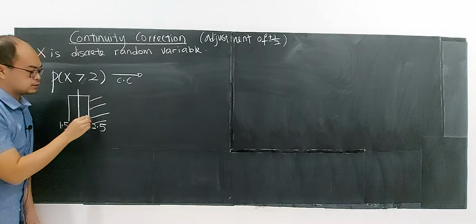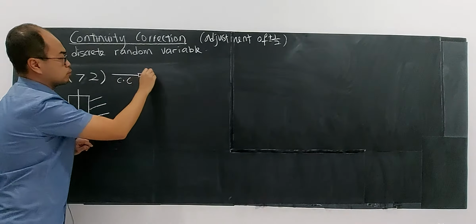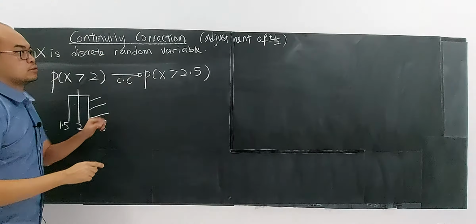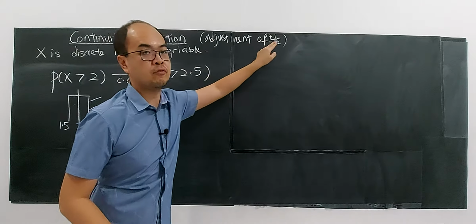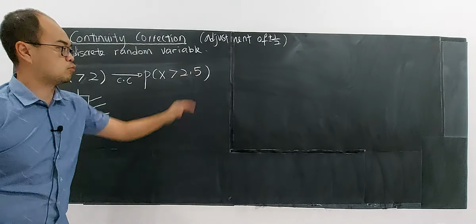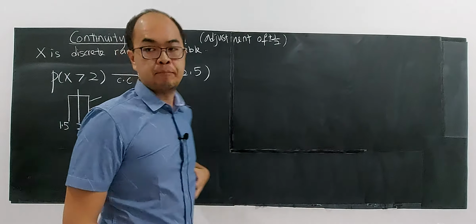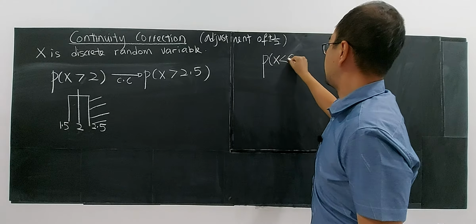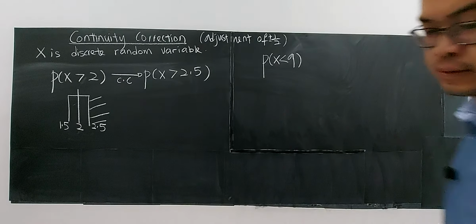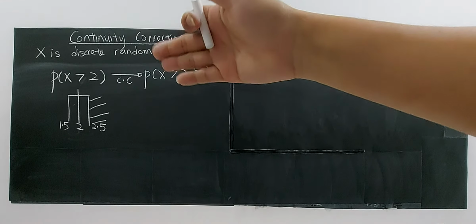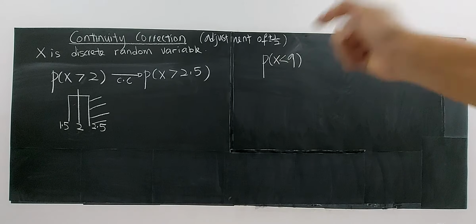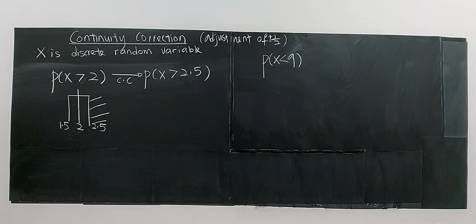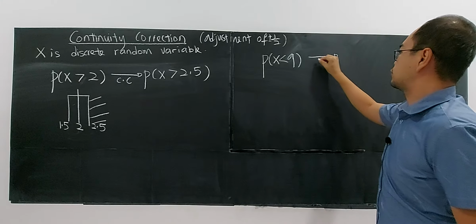So now the correction is from 2, we are moving to probability of x greater than 2.5. This is a continuity correction. We do an adjustment of 1 over 2, alright? 2.5, alright? Okay, for example now, if I have probability of x less than 9, right? X less than 9. Okay, this is what I have already shown you. If you do not understand, I give you another example. What is meant by continuity correction for this? Okay, look at this.